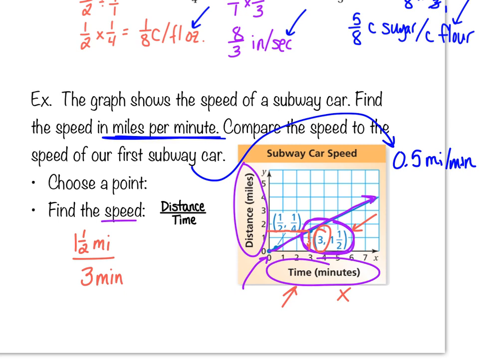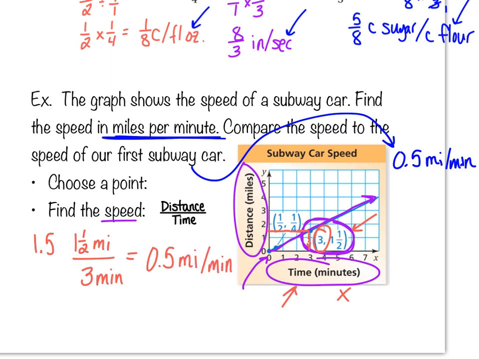All right, so we divide 1 and 1/2 divided by 3, which is the same as, actually, you know what would be easier? Just use your calculator and write this as a decimal. 1 and 1/2 is just 1.5. That would be really easy. Just do 1.5 miles divided by 3. And 1.5 divided by 3 is 0.5 miles per minute.